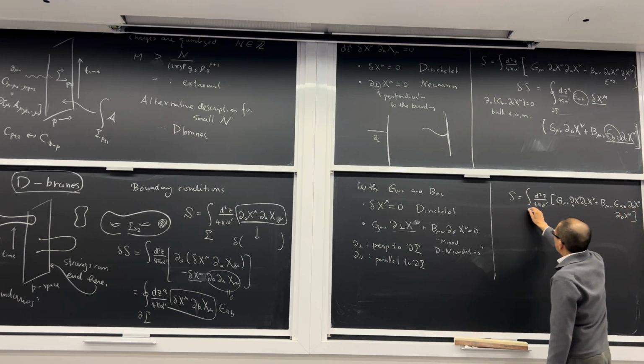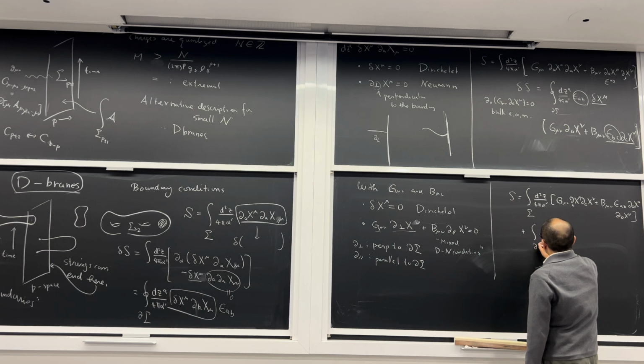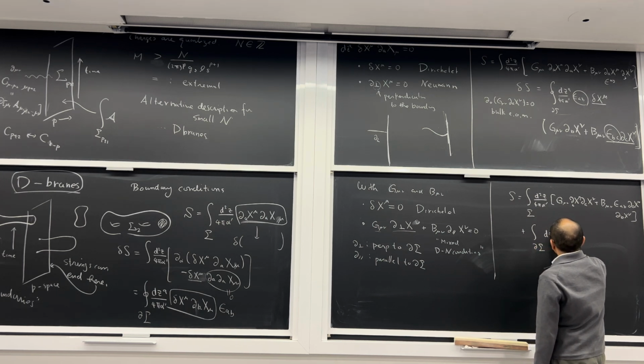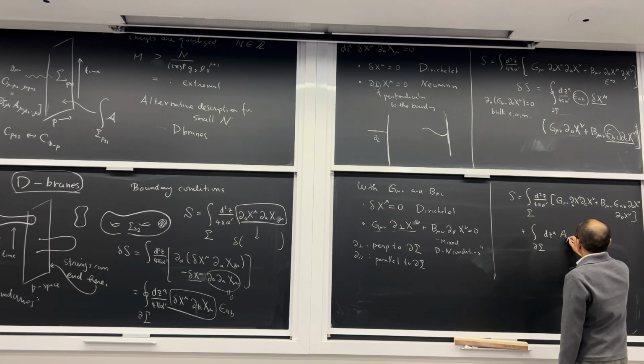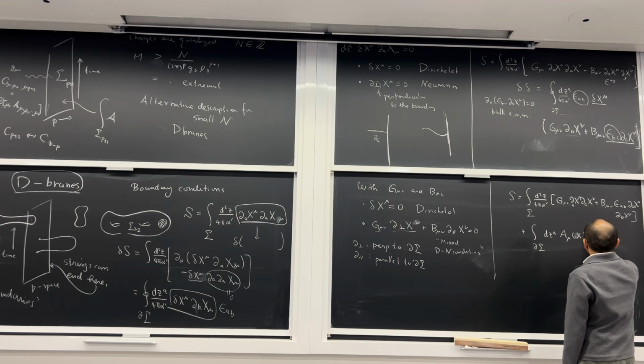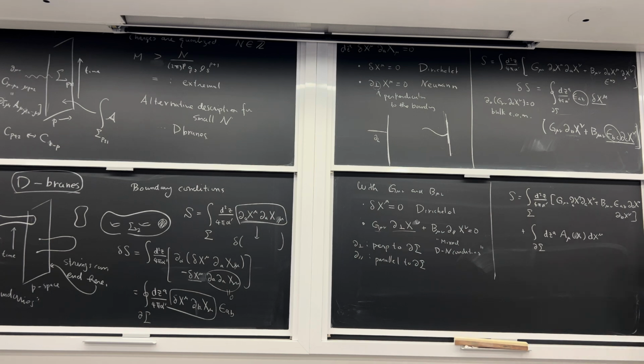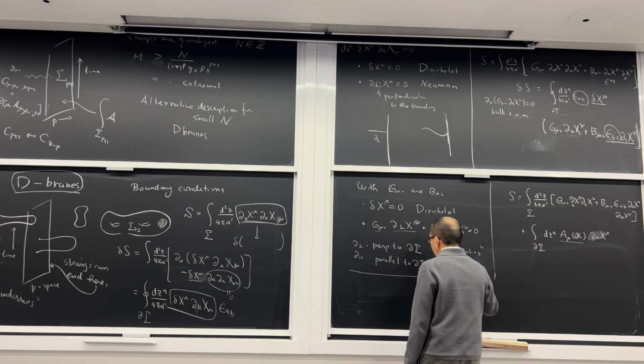But there is one more thing we can do, which is to add a term on the boundary. If you have a boundary, you also have the possibility of adding some gauge field on the boundary. You can think that there is some kind of gauge field A_mu living on the boundary, and you can add this to the boundary. And this comes from the following thing.